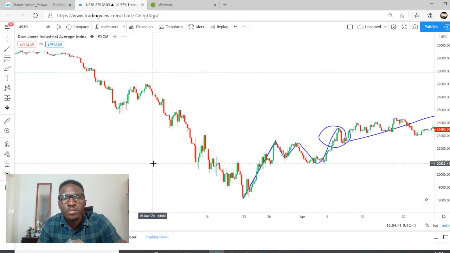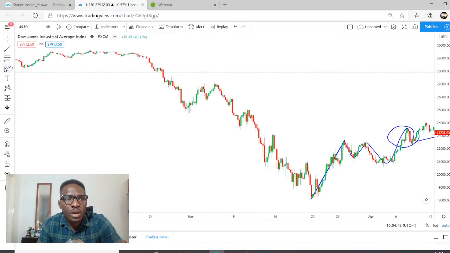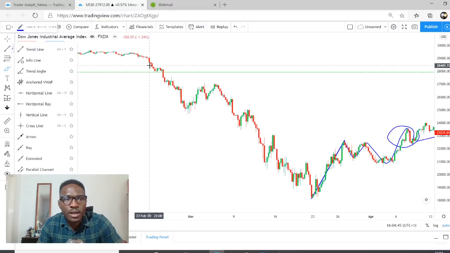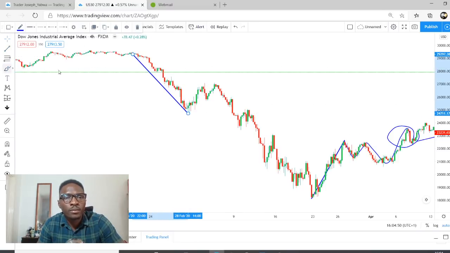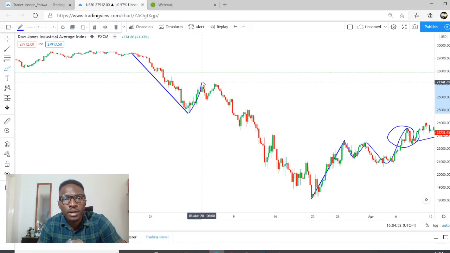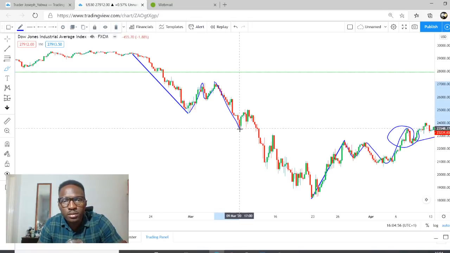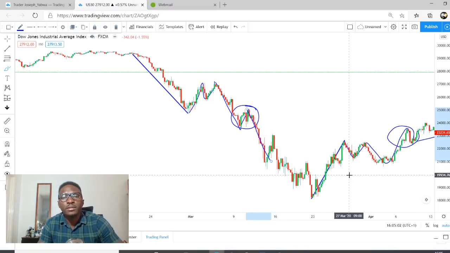So let's look at another example, but this time a bearish one. We have an impulse leg to the downside, and we got an A, B, C. The market breaks out, pauses, pulls back, and then it continues in the direction of the trend.